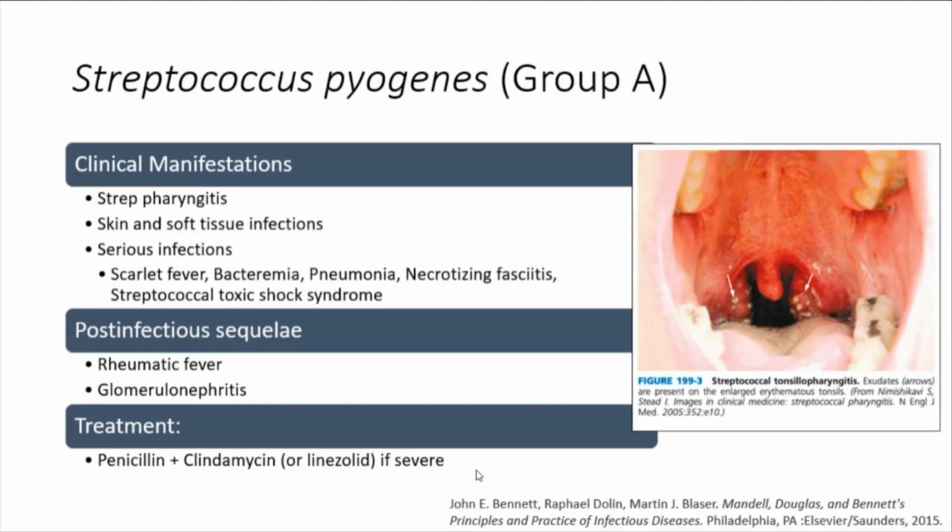And so group A strep can do a lot of different things. We see some of those invasive skin and soft tissue infections, other severe infections. Strep pharyngitis is one we probably see less because often in adults it doesn't make it to the hospital needing an ID consult.